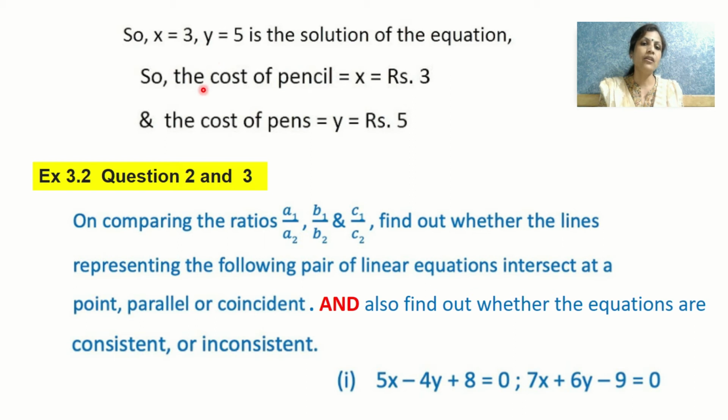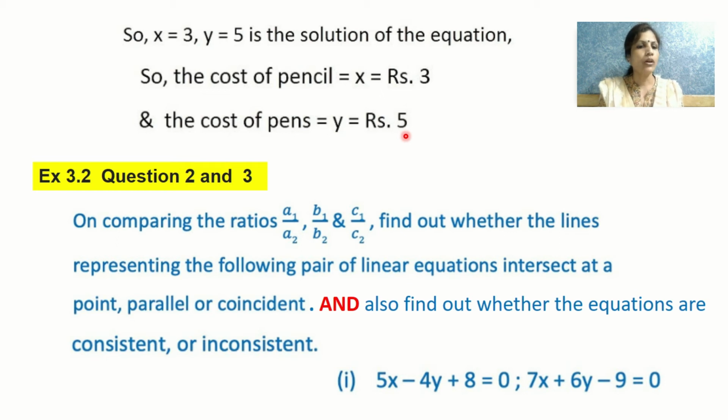We have taken cost of one pencil as x and cost of one pen as y. So cost of one pencil is rupees 3 and that of pen is rupees 5. Alright, so this is how we have to find the solution of the equation graphically. Now this is exercise 3.2, question number 2 and 3 combined we are taking.